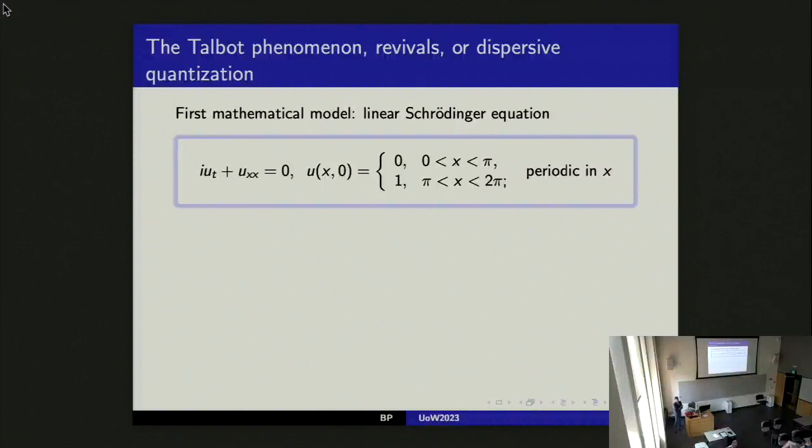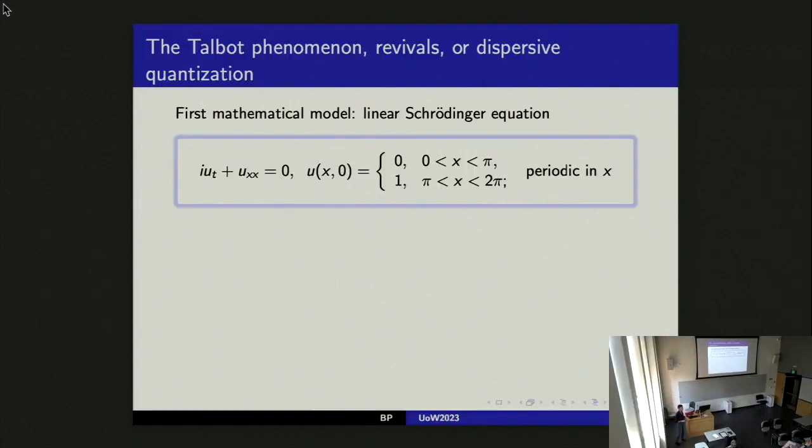Okay, so let me give you a very simple explanation. The first mathematical paper on this was by Michael Berry and his collaborators. They also did some optical experiments, but then they modeled this phenomenon using the linear Schrödinger equation, this equation, taking, say, a step initial function. So you look at it on a periodic domain, a torus, let's say 0 to pi, and you say that the initial condition is 0 on half of your interval and 1 on the other half. So that's just the setup.